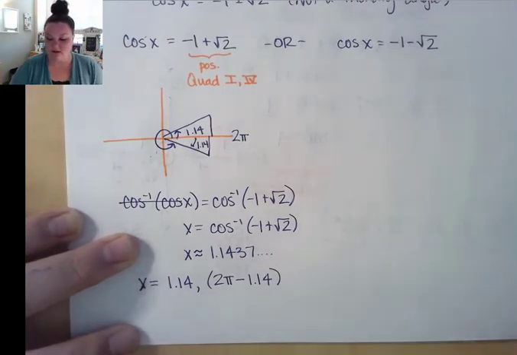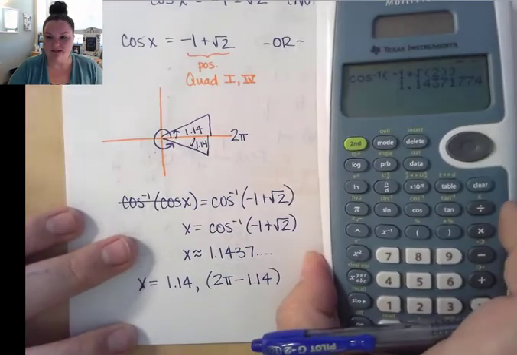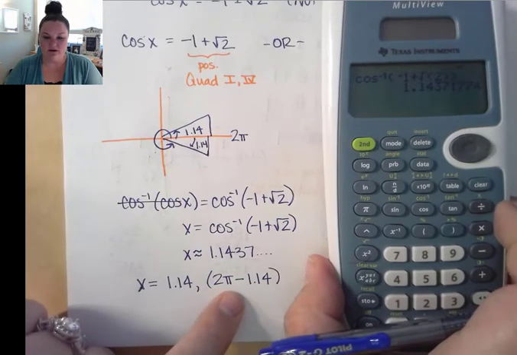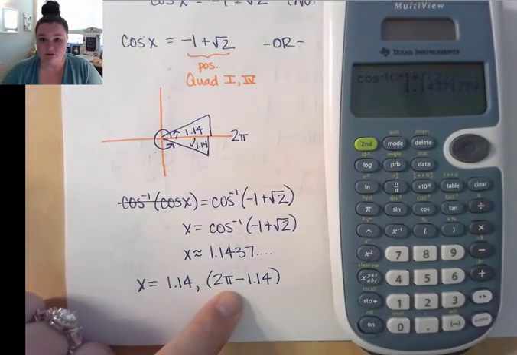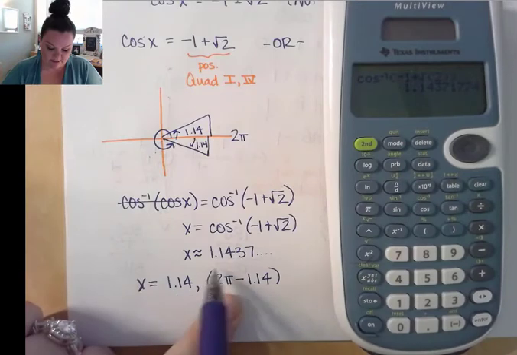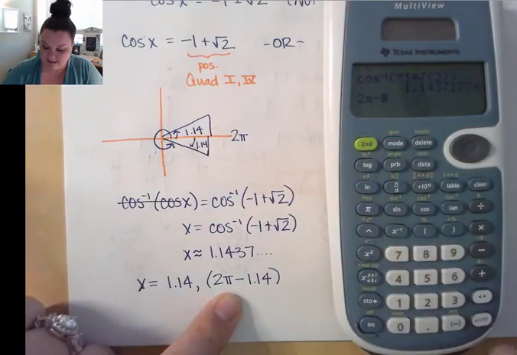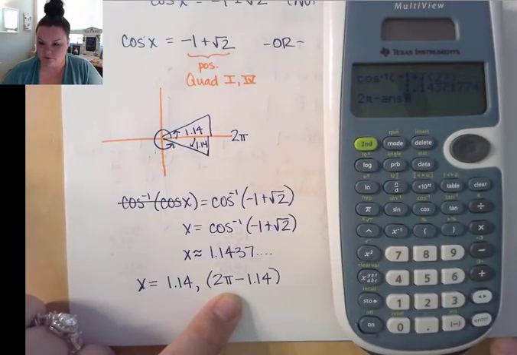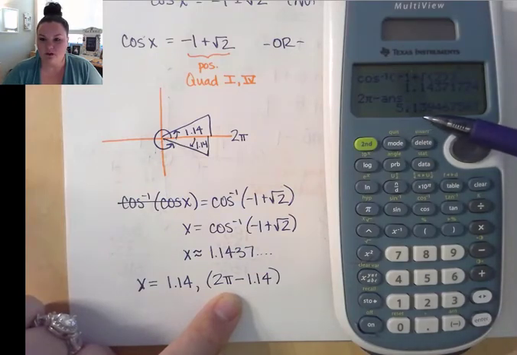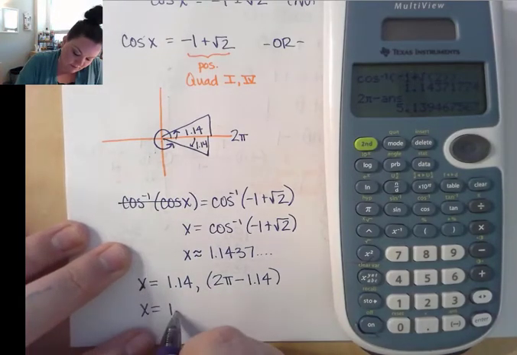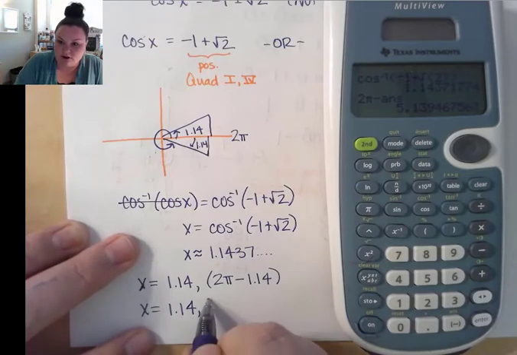And you probably want to leave all your decimal places on your calculator. Don't round this one until after you've subtracted it from 2 pi. I rounded this one just because I already have that answer, but make sure you do 2 pi minus your last answer so that you have all the decimal places. So this comes out to 5.139..., so this one's 1.14, and this one's approximately 5.14.